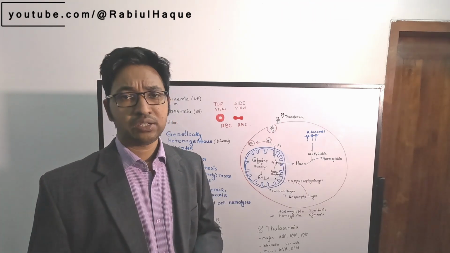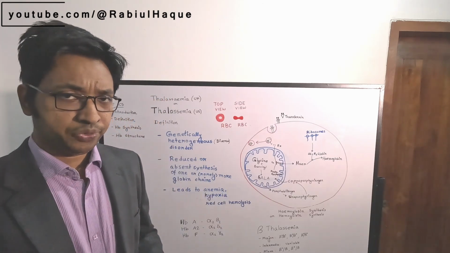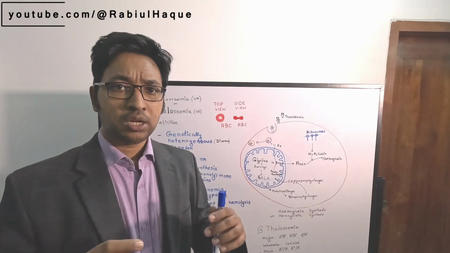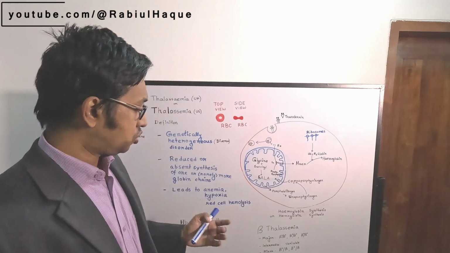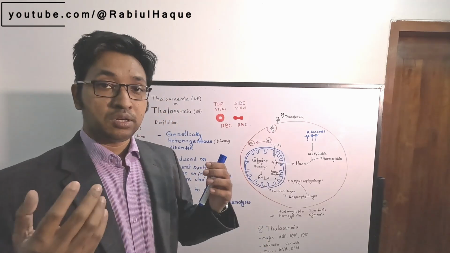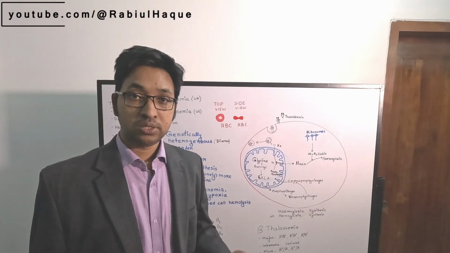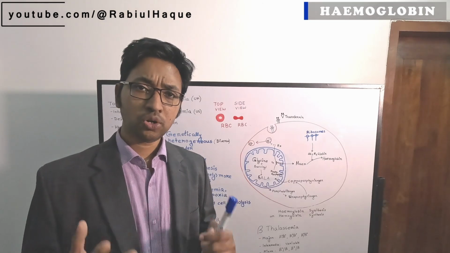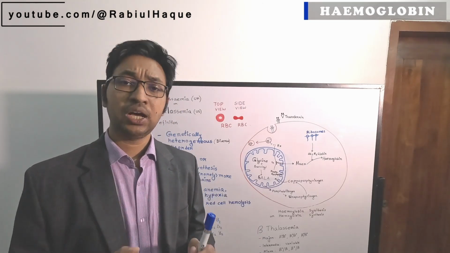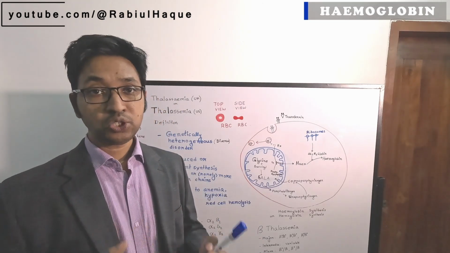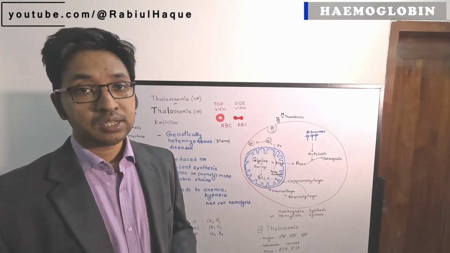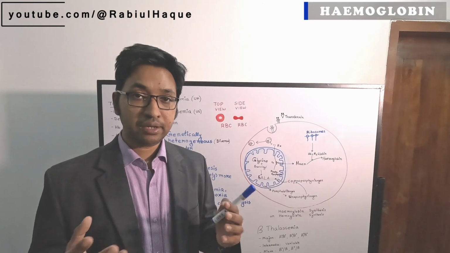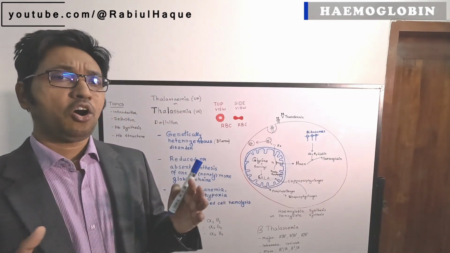Now, in order to understand the definition, we have to pause our lecture here and say a few words about hemoglobin synthesis and hemoglobin structure. We all know that hemoglobins are specialized iron-containing proteins, and they are present in the cytoplasm of red blood cells. Their main function is to carry oxygen.